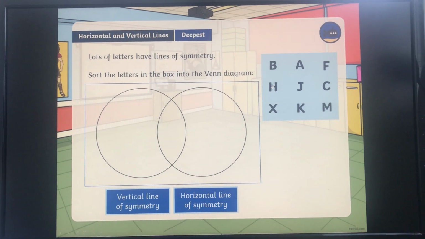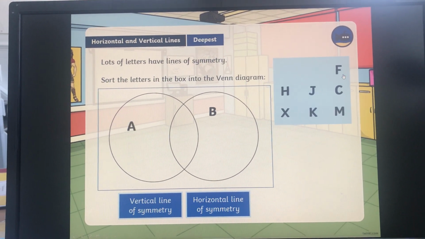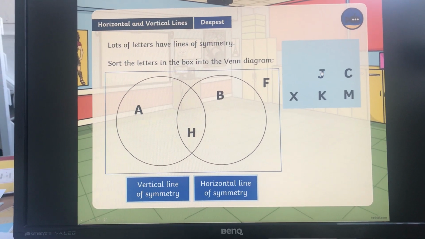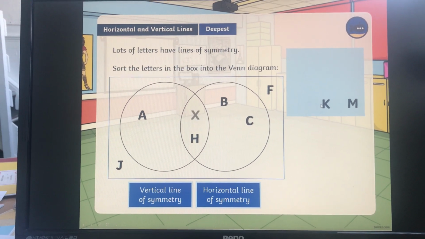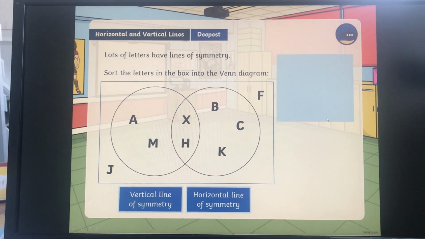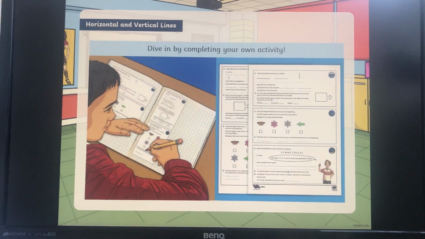Okay, I'm just going to show you where each of these letters should be placed in the Venn diagram, and you can check yours at home to see if you got them correct. There you are. Well done. I hope you enjoyed that little activity there.